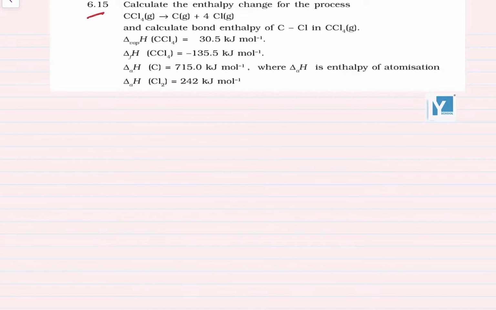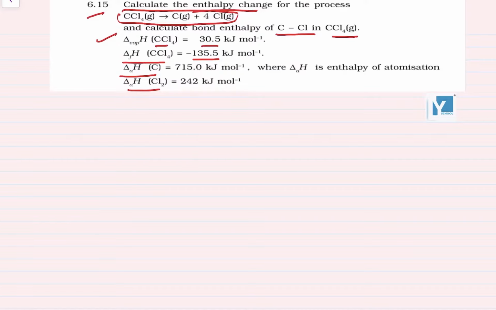Question number 15 is asking to calculate the enthalpy change for the process. So we need to calculate the enthalpy change for this process, right? This is our desired equation. And calculate the bond enthalpy for the C-Cl bond in CCl4 gaseous, right? So we are given the data: enthalpy of vaporization for CCl4, then enthalpy of formation for CCl4, enthalpy of atomization of carbon, and enthalpy of atomization for chlorine. So students, enthalpy of atomization is basically the enthalpy when one mole of bonds are completely broken to obtain atoms in the gaseous phase, right?